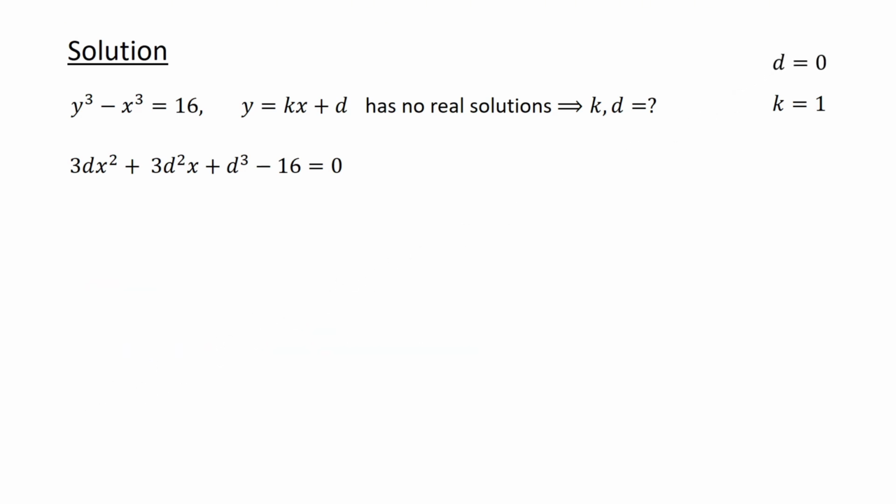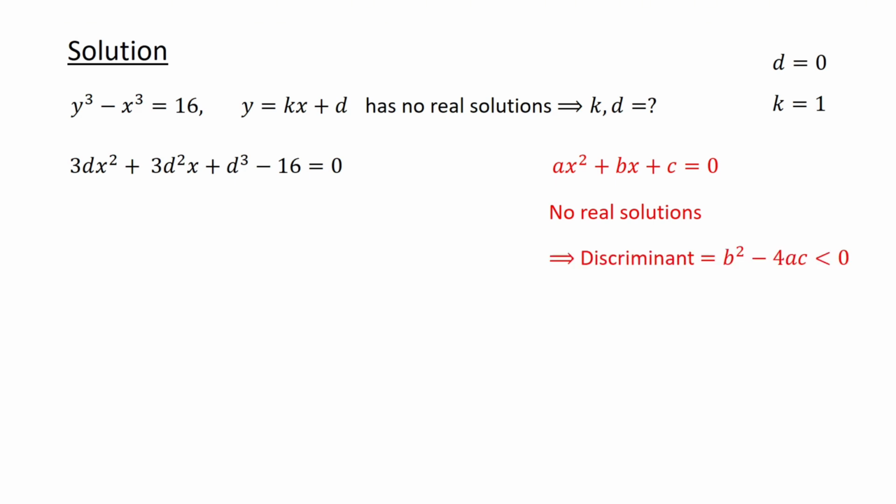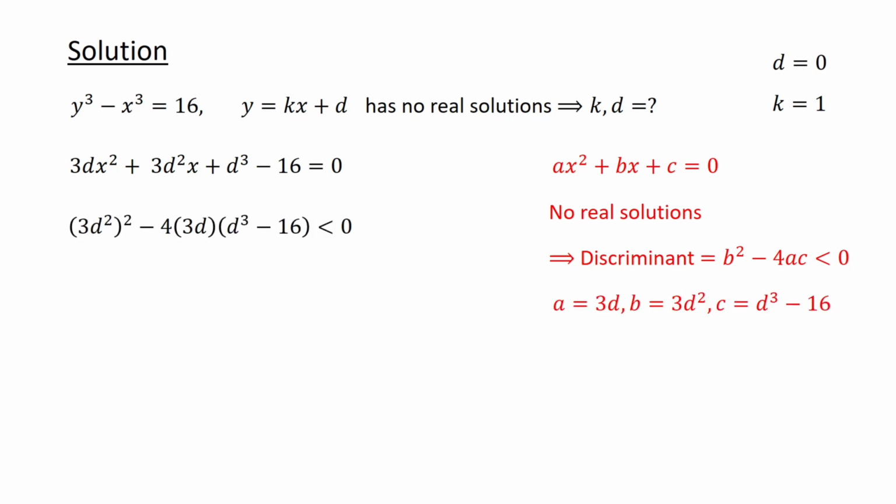When d does not equal 0, the equation is a quadratic equation. Recall that for a quadratic equation, ax squared plus bx plus c equals 0, to have no real solutions, the discriminant b squared minus 4ac must be negative. Here, a equals 3d, b equals 3d squared, and c equals d cubed minus 16.